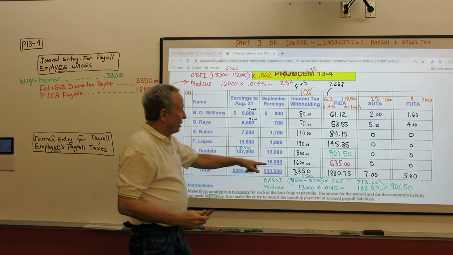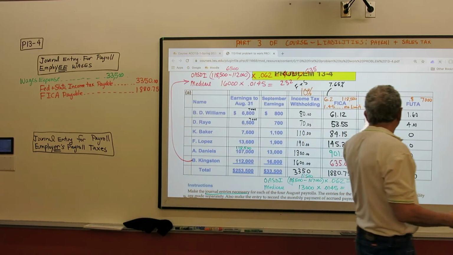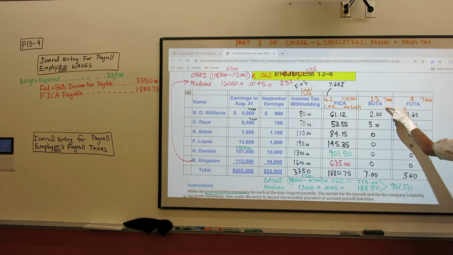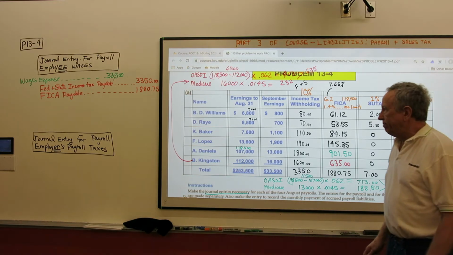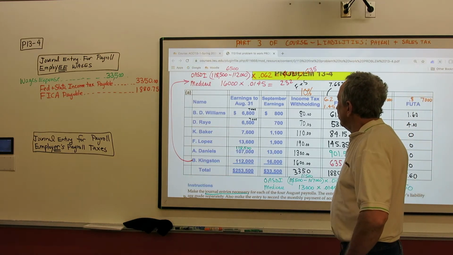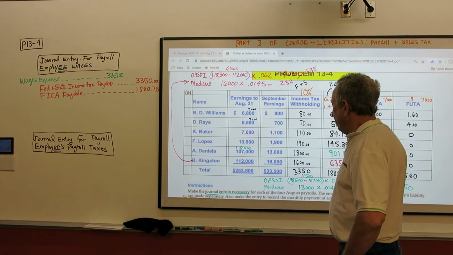There's another thing we're going to withhold. No, we're not going to withhold SUTA and FUTA because those you don't pay. The employer does. So I believe we're done. Is that it? Federal, state. I don't know why I thought there was something else. I wonder if they had any pensions or anything.